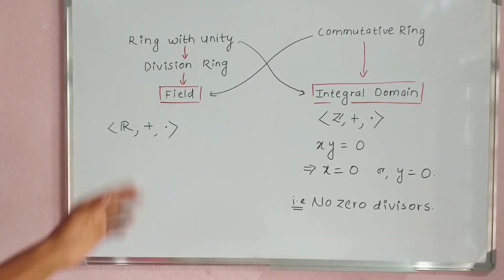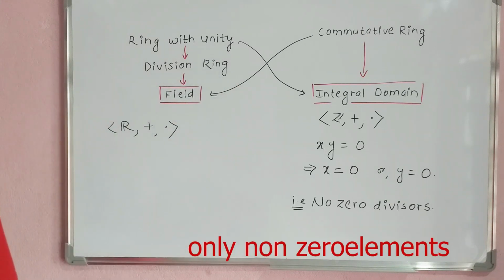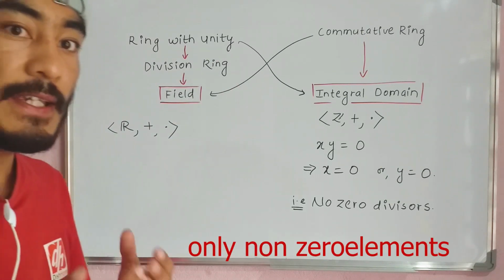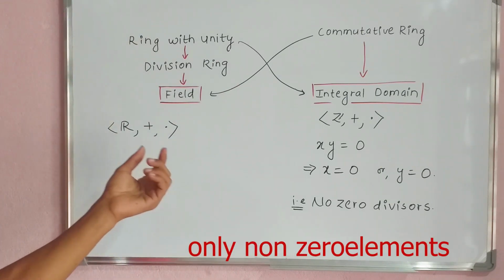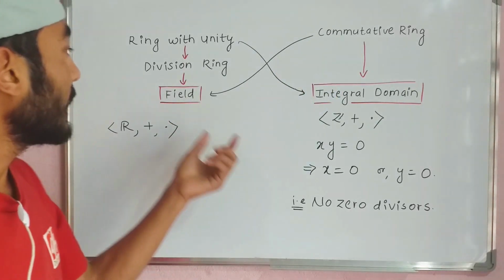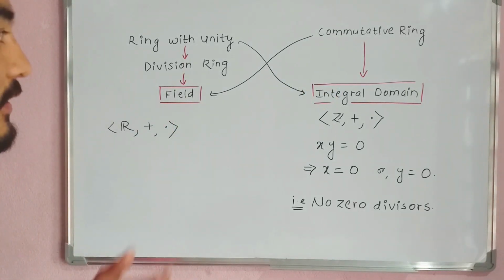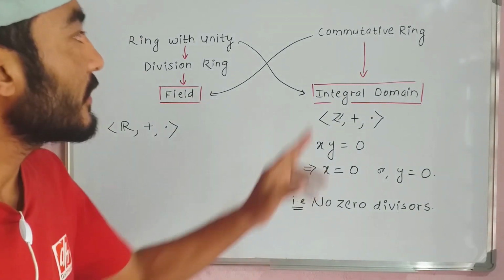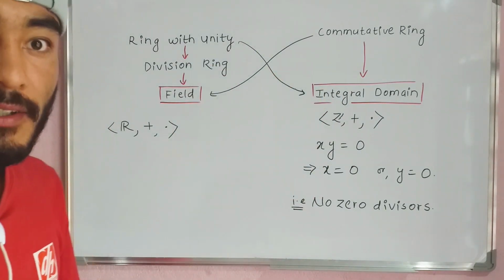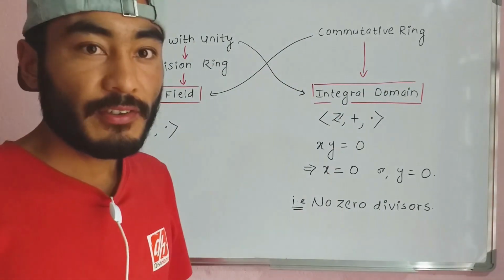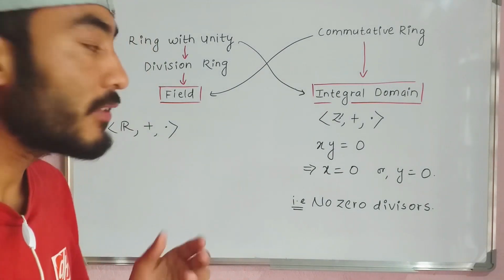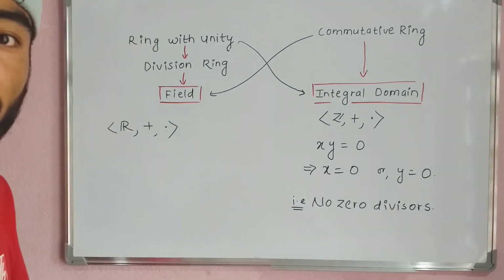So a field has multiplicative identity, it has multiplicative inverses of each element, and the operation of multiplication is commutative in field. Whereas an integral domain has multiplicative identity, it is commutative under multiplication, and it has no divisors of 0.